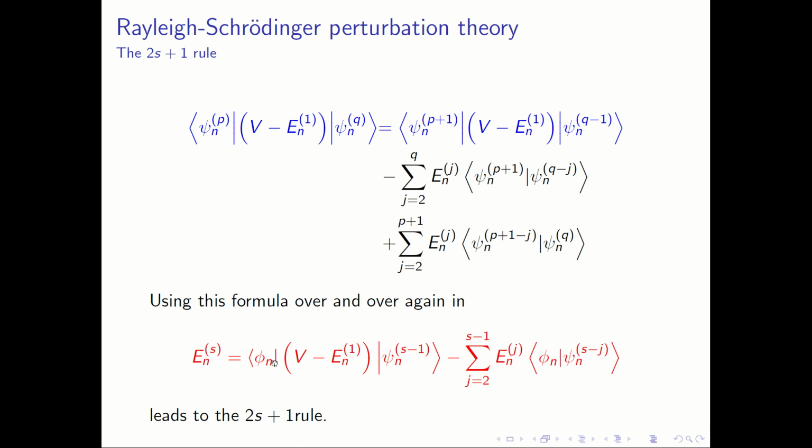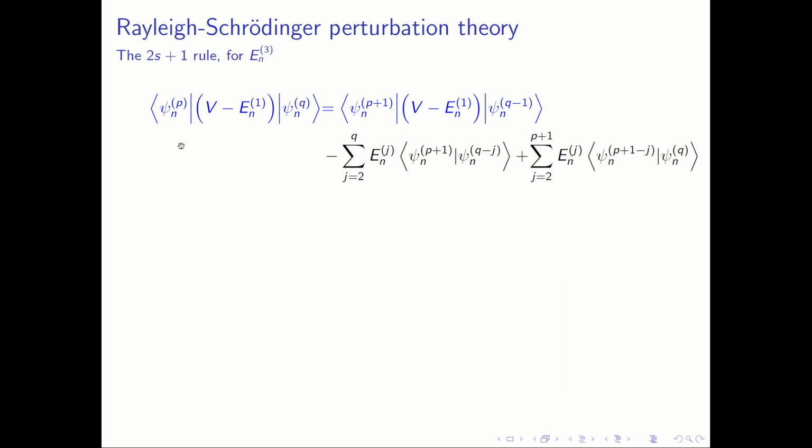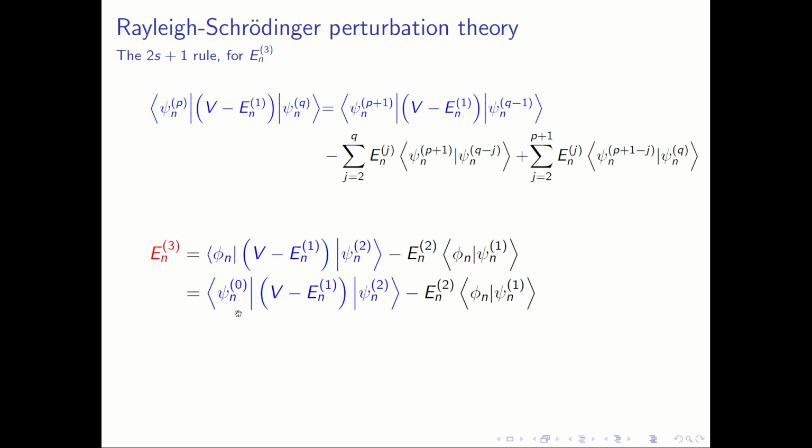So just to illustrate that, let's try to calculate E_n^3. This equation up here is simply the relationship that we have derived right now. I have just written it on top here as a reminder so that we can follow the steps. Now let's calculate E_n^3 using this. E_n^3 from perturbation theory simply happens to be the matrix element of V minus E_n^1 between phi_n and psi_n^2, minus this term E_n^2 times phi_n psi_n^1. This is simply something which follows directly from perturbation theory. The phi_n of course is psi_n^0, and because we are doing this for the first time, I have explicitly written that out.